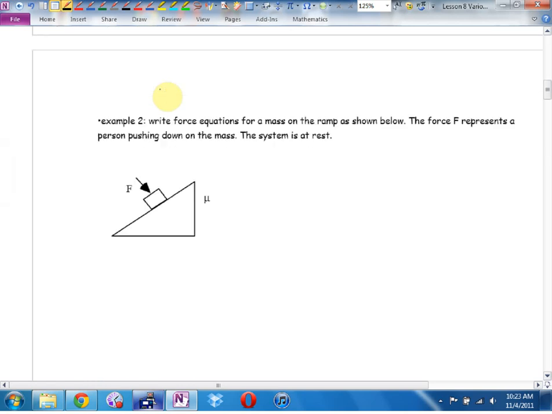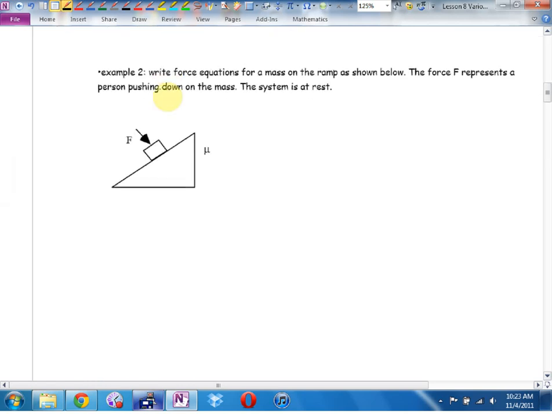Example two. Write force equations for a mass on the ramp as shown below. The force F represents a person pushing down on the mass, and they're pushing exactly perpendicular to the ramp. The system is at rest. Again, I'm going to do a bigger diagram because it's also a bit too small. There's my mass.